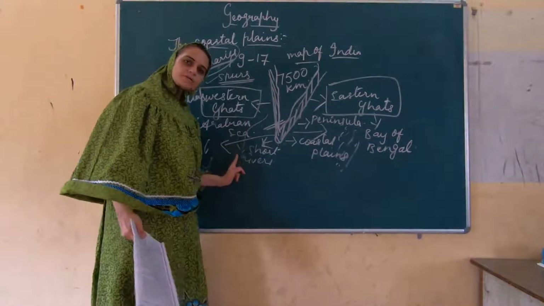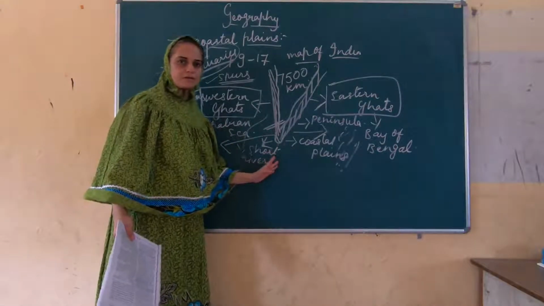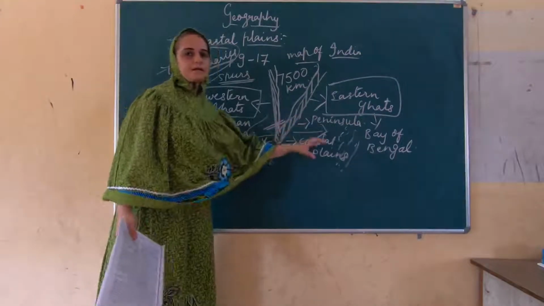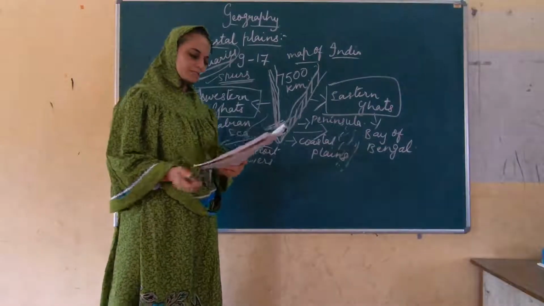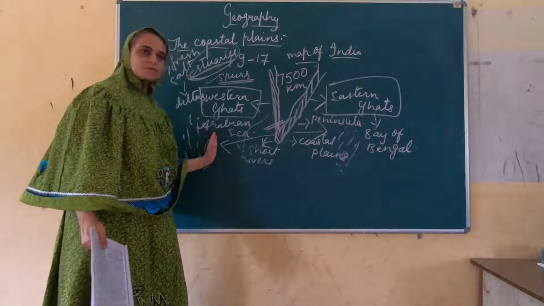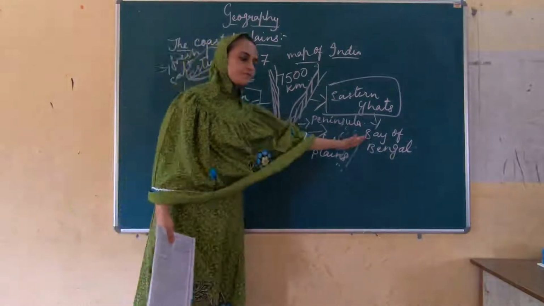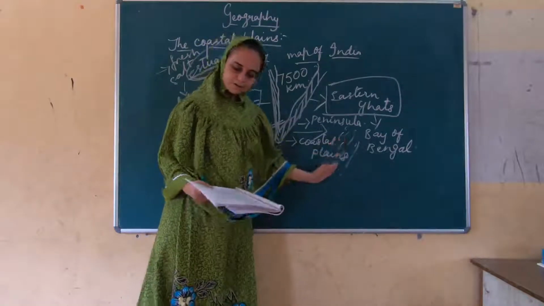This is the major physiographic division of India. So these are the two major island groups here. One is formed in the Bay of Bengal and the other is formed in the Arabian Sea. The island group in the Arabian Sea is known as Lakshadweep, and the island group in the Bay of Bengal is called Andaman and Nicobar Islands.